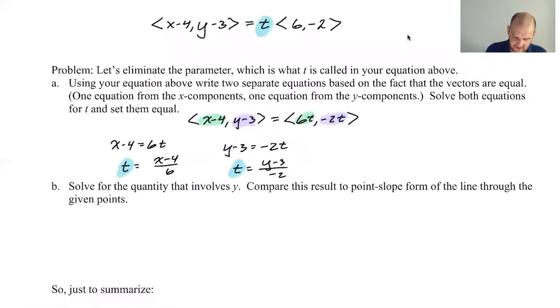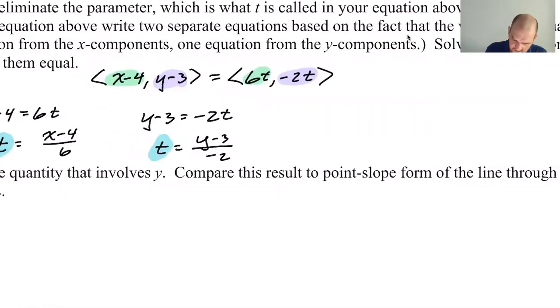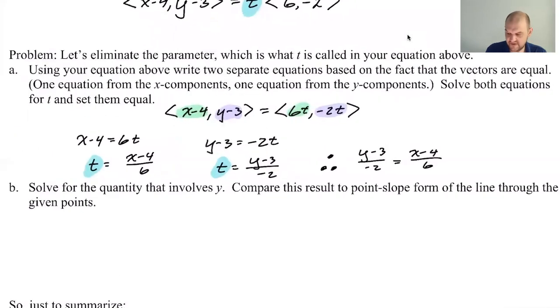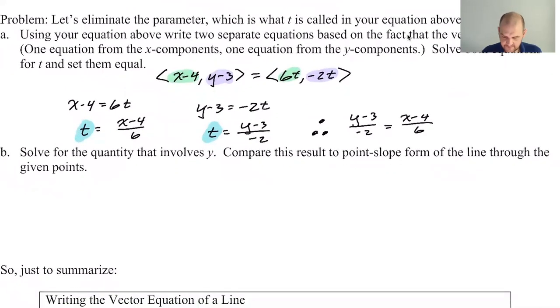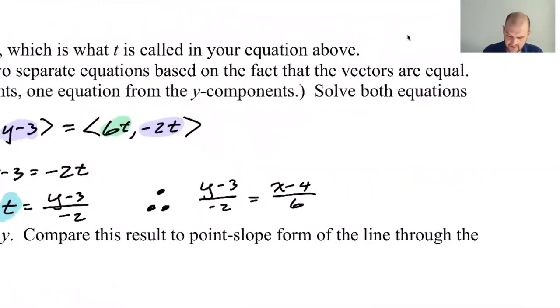And then since they are both equal to t, they're equal to each other. So therefore, (y - 3) over -2 equals (x - 4) over 6. That's called the symmetric equation of a line. I hate the symmetric equation, but that's what it's called. And then another thing that we can do, so we have eliminated the parameter. That's what we just did here.